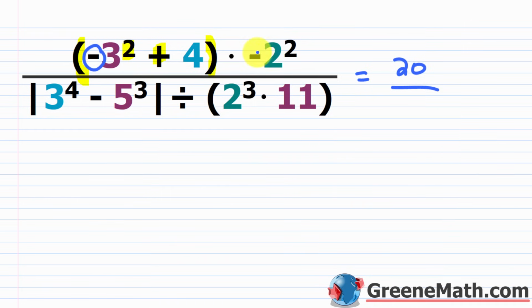So again, the important takeaway there is to remember that when the negative is not wrapped inside of a set of parentheses, you will exclude it from your exponent operation. 2 squared is done first, then the negative is applied. 3 squared here is done first, then the negative is applied.